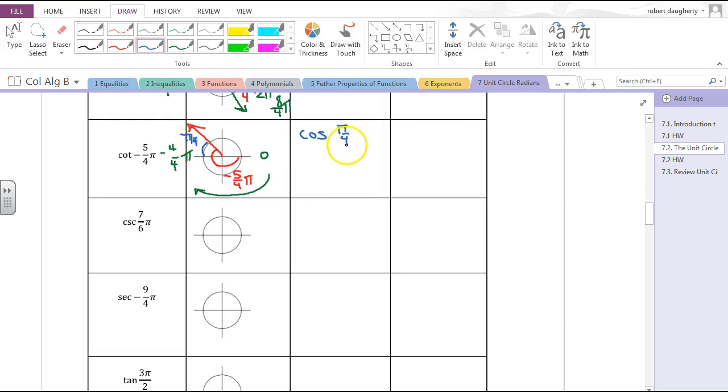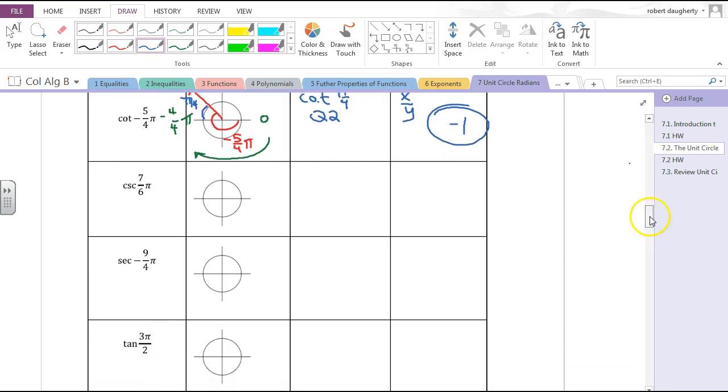of pi over 4, but I'm in quadrant 2. And it's not the cosine, it's the cotangent. So the cotangent of pi over 4 in the 2nd quadrant. So that means go to the unit circle, cotangent is x over y. At pi over 4, the x value is square root of 2 over 2. The y value is square root of 2 over 2. So this answer is 1, and since I'm in quadrant 2, I have a negative sign. So this answer is -1.